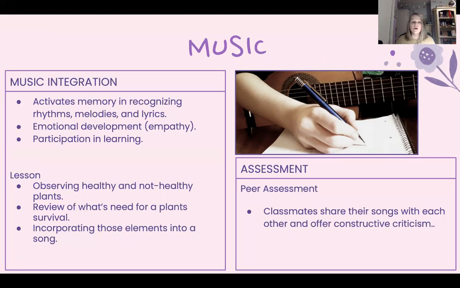So for the lesson, students will start by observing healthy and non-healthy plants around the classroom. There will be a review of what's needed for a plant's survival, and then they will use specific vocabulary and specific elements within their song to demonstrate the process of photosynthesis. So the vocabulary will be posted on the board, of course, and students will be given a practice song along with a song that I will demonstrate.